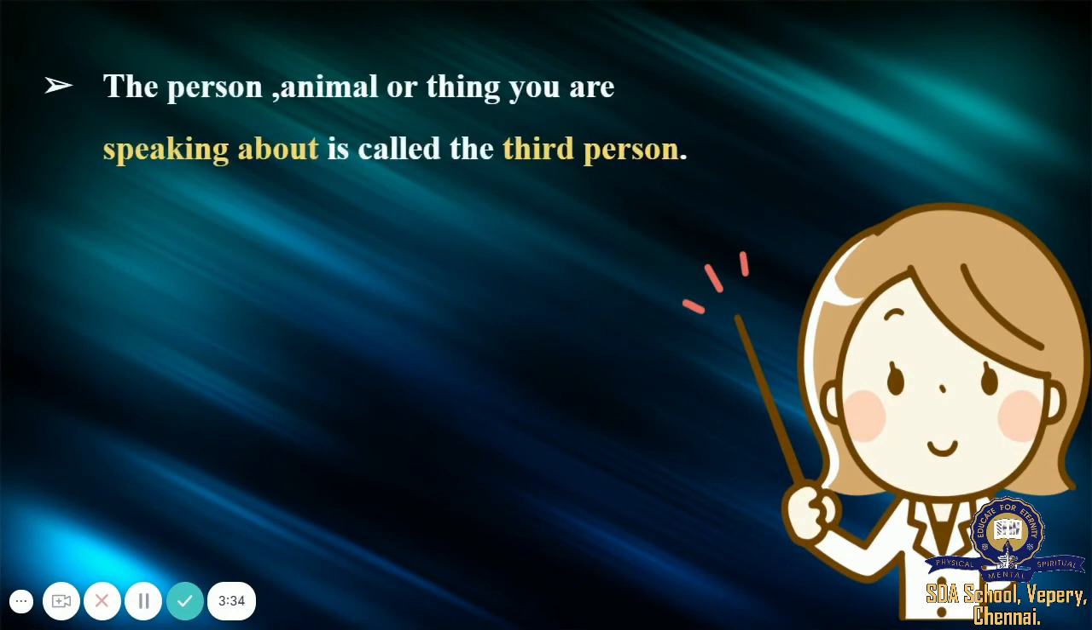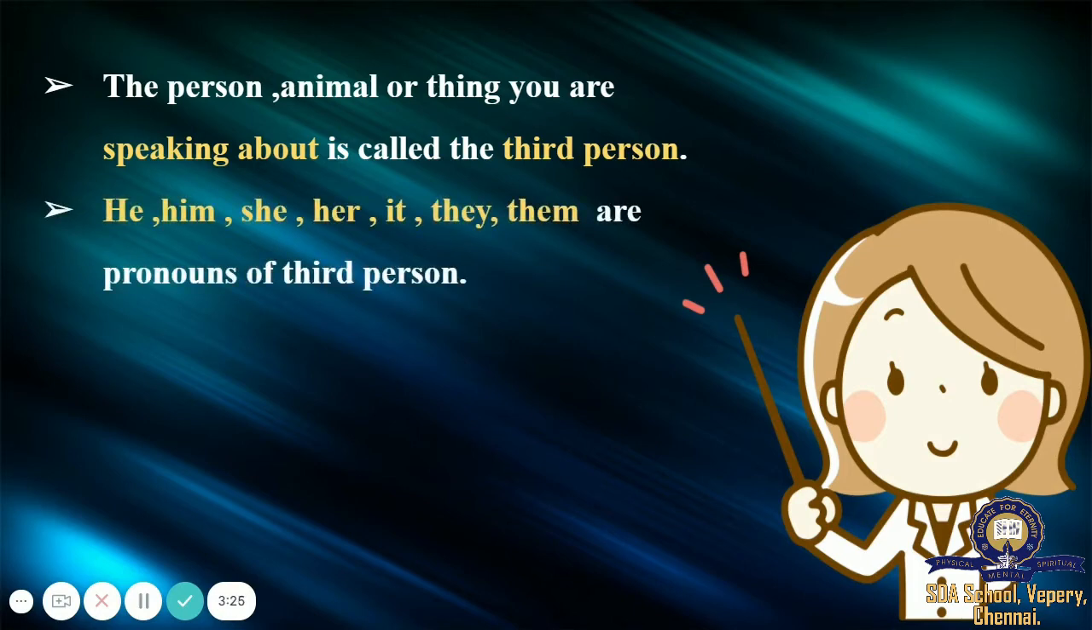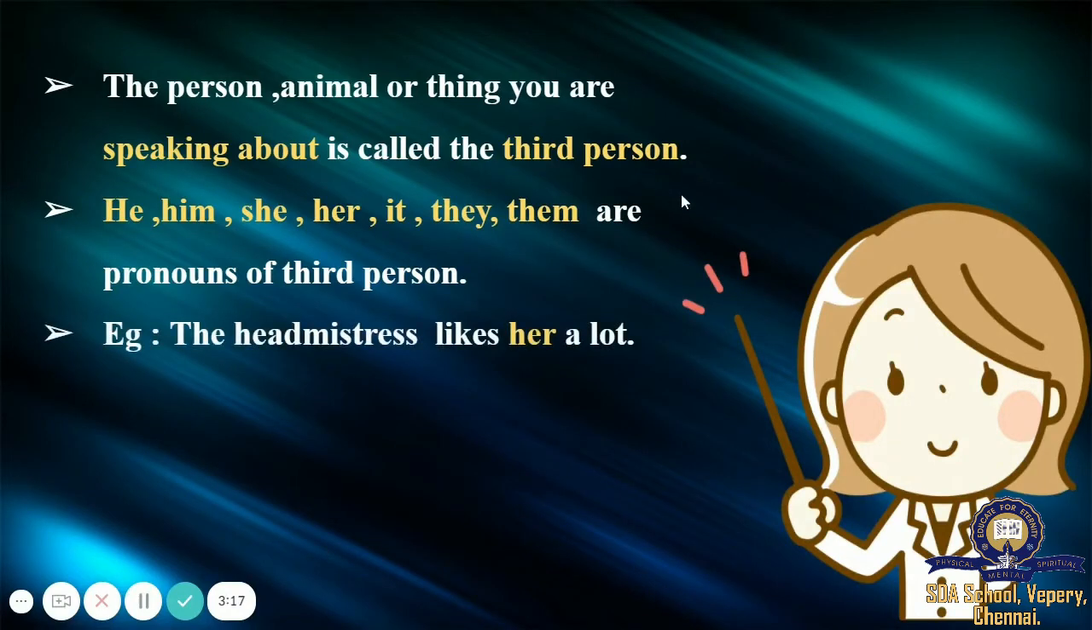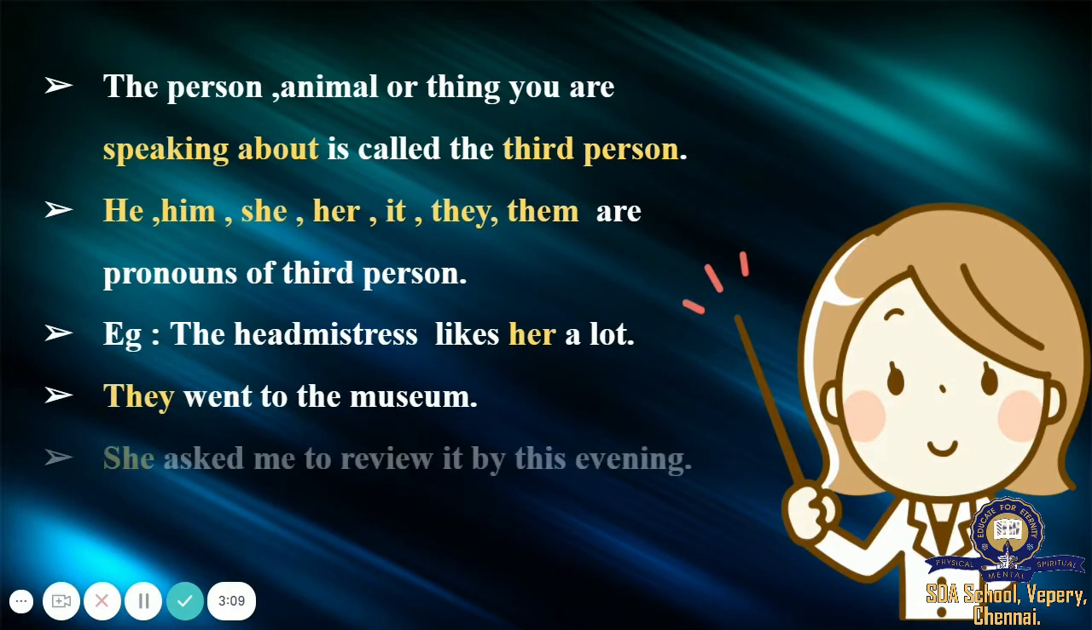The person, animal or thing you are speaking about is called the third person. He, him, she, her, it, they, them are pronouns of the third person. For example, the headmistress likes her a lot. They went to the museum. She asked me to review it by this evening. So, the pronouns of the third person refers to person or things or animals spoken of.